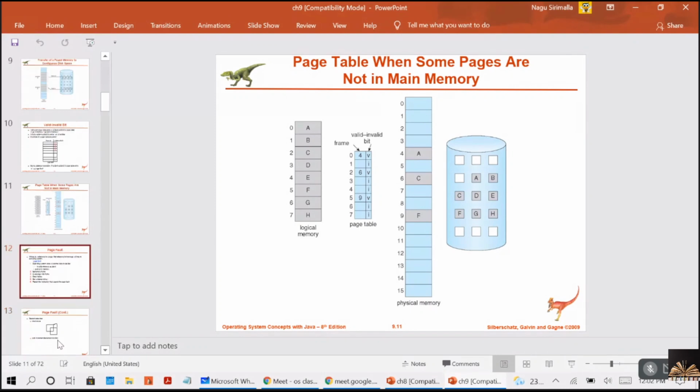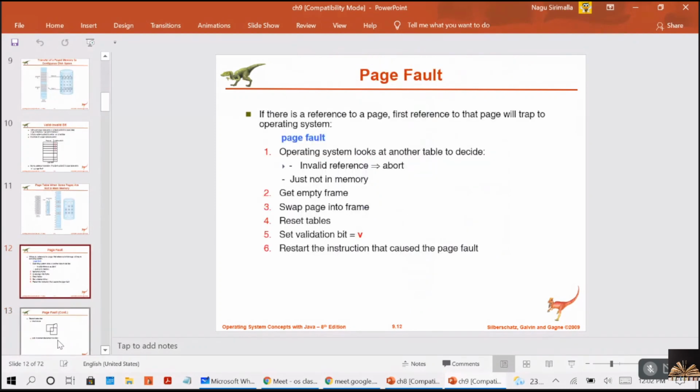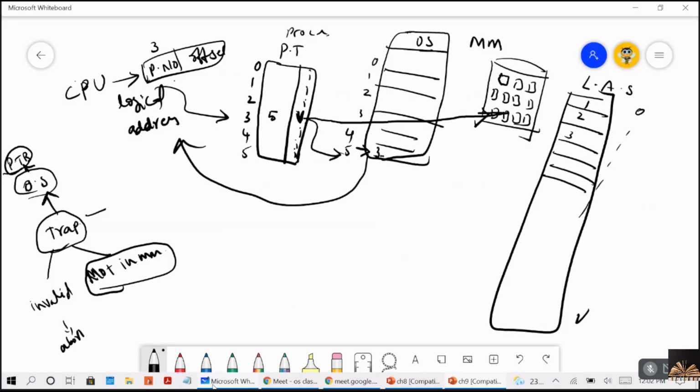So this also I explained, page fault concept. Page fault ante entante, if there is a reference to a page, first reference to the page will trap to the operating system. Initially what I told you, we are not loading anything into the main memory unless it is called, that is demand paging, no. So initial ga CPU address generate chesinappudu it will create a trap. So this is called a page fault. Page fault అంటే ఏంటంటే CPU is asking for a page, that page is not available in the main memory. That situation is a page fault.